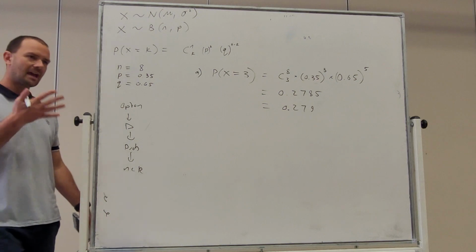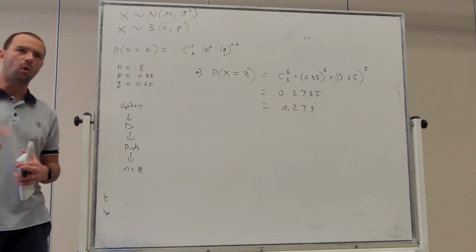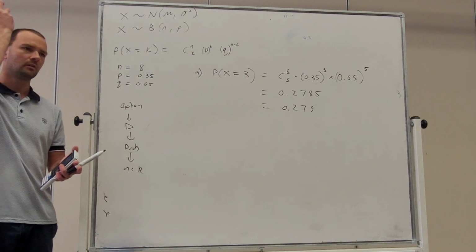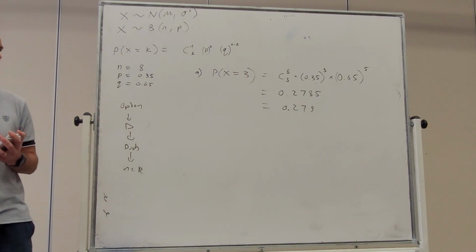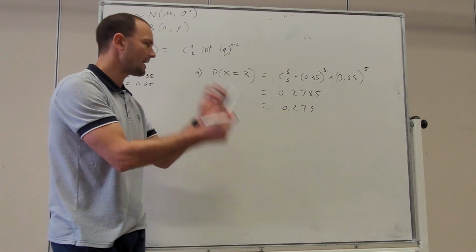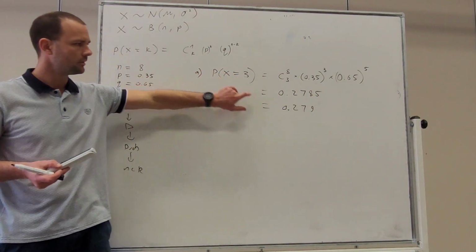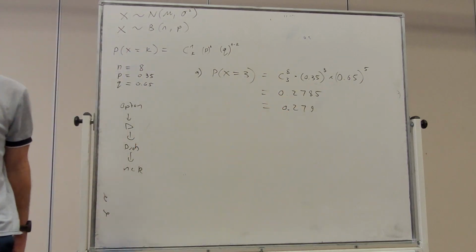So we've got 8 apples in a bag. The probability of one being rotten is 0.35. One randomly selected apple has a probability of 0.35 of being rotten. So if we pull all 8 out and ask, what's the probability of having 3 of them rotten? That's what we've calculated here.